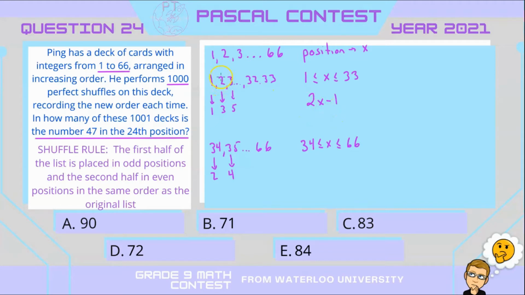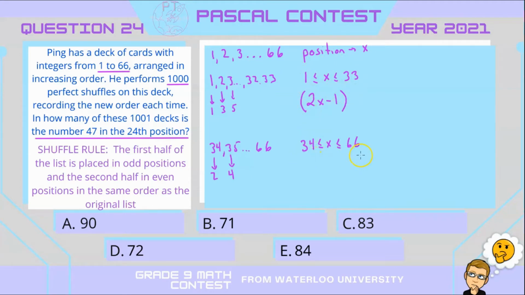Let's say originally you're here in your second position. You end up moving to the 3rd position. So try it. 2 times your position 2, which is 4, minus 1 becomes 3. Right? Or if you're originally in the 3rd position, well, 2 times 3 is 6, minus 1 is 5. So this tells you the shuffle of your new position if you're in that first half.